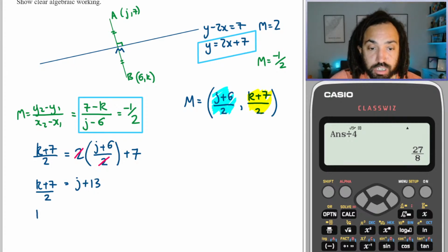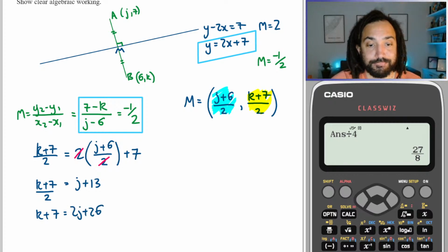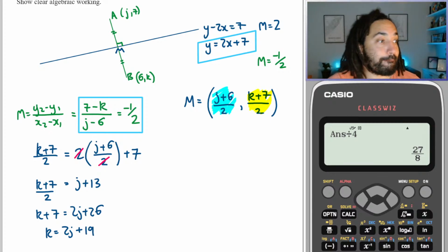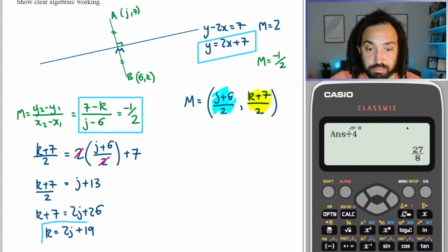I can then multiply both sides by 2 to get 2j plus 26. And then I can subtract 7, so I get k is equal to 2j plus 19. Okay, so there we go. That is my second equation now.